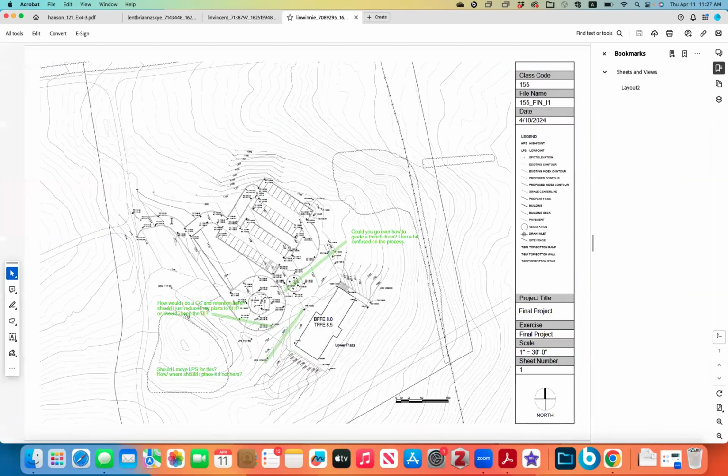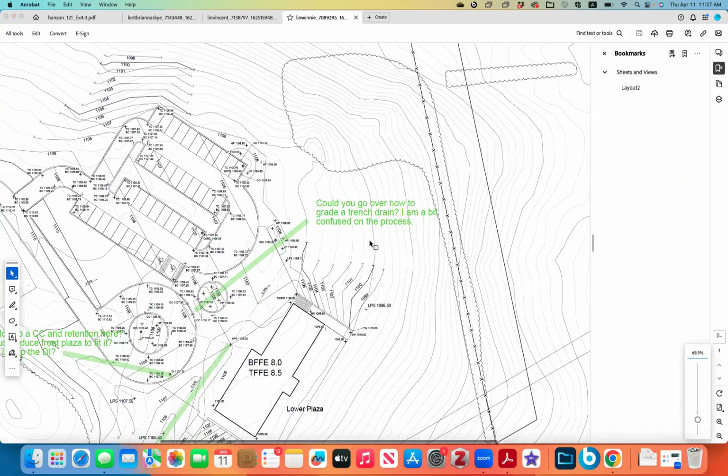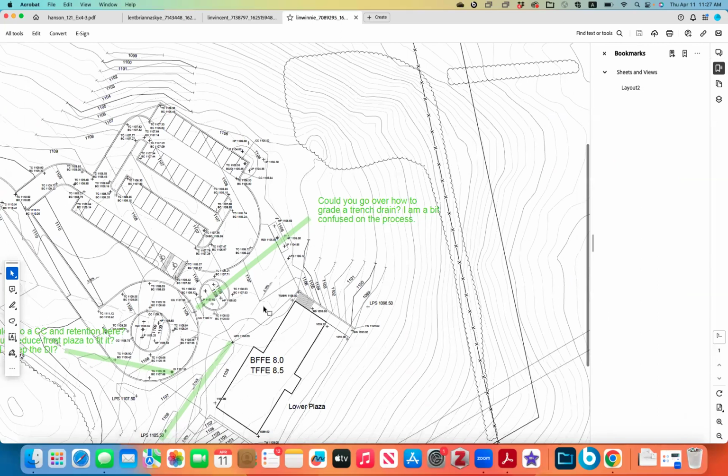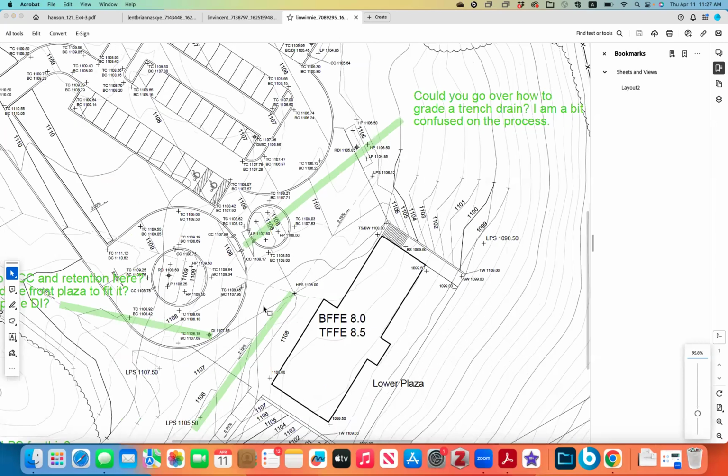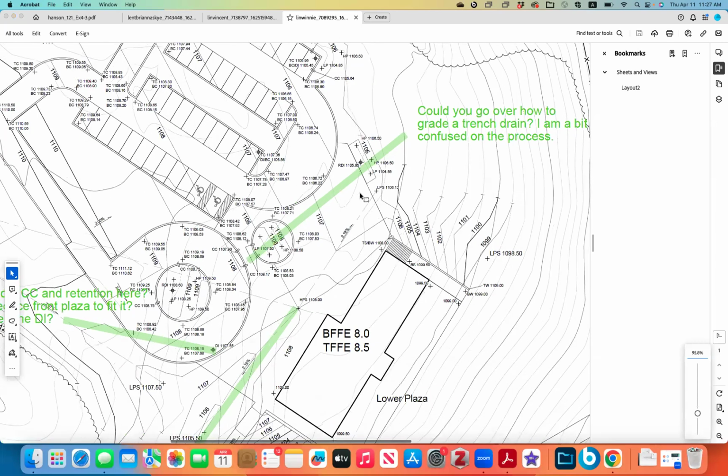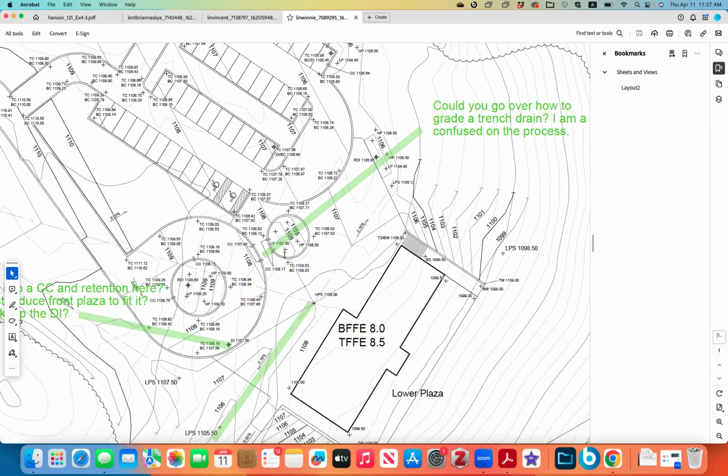Next I have Winnie. So go over how to grade a trench drain and the process. I probably need to know where your trench drain is. It's like where I drew the green line to. Oh, all right. So you have something in the middle here for this one. And then you have a trench drain that you want to collect water for the plaza.